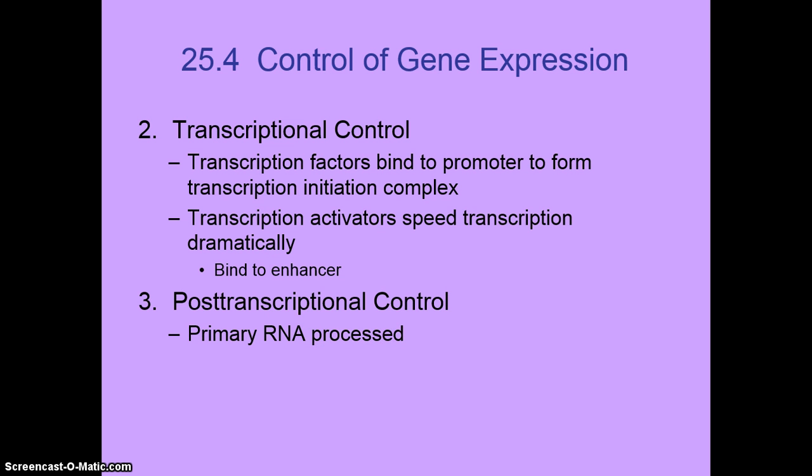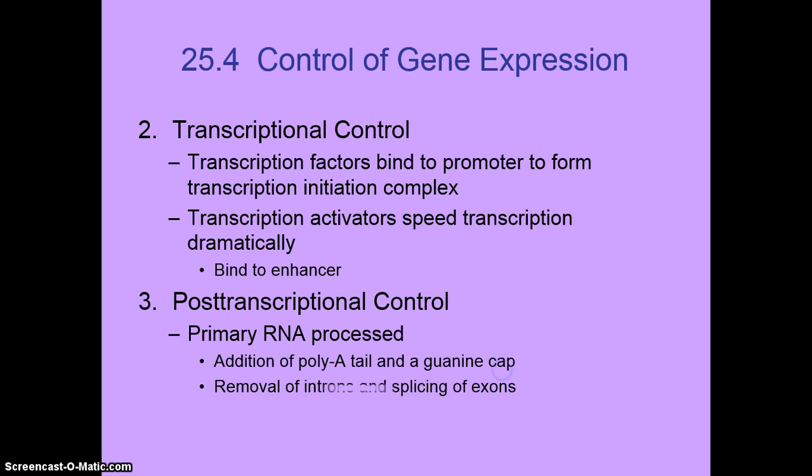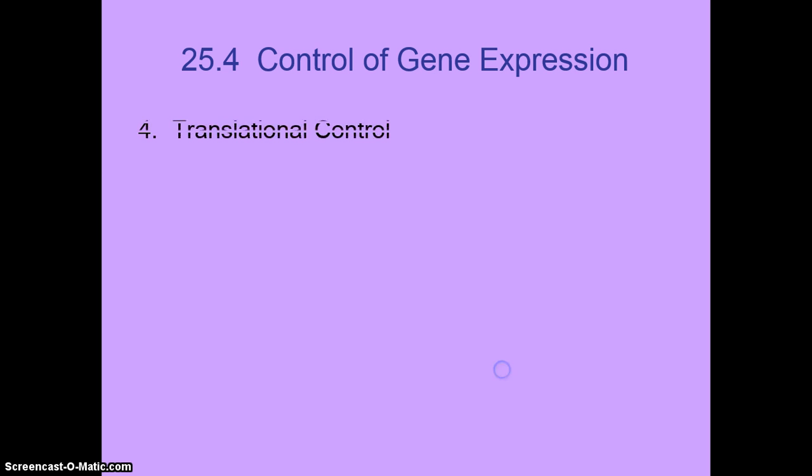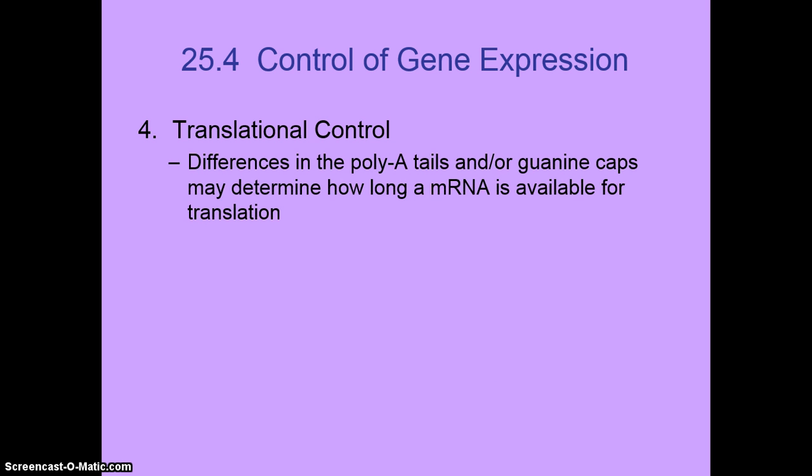Post-transcriptional control involves primary RNA processing and the addition of a poly A tail and a guanine cap. We talked about during transcription how this has to happen in order for it to be ready to leave the nucleus and go into the cytoplasm for translation to occur. In addition to the poly A tail and the guanine cap, we have the removal of introns and the splicing of the exons together. Different patterns of splicing can occur during this portion of post-transcriptional control.